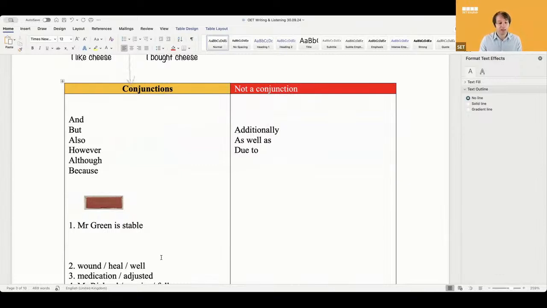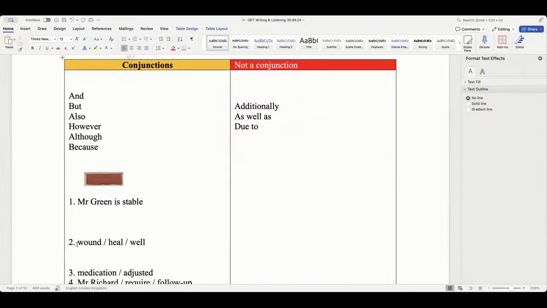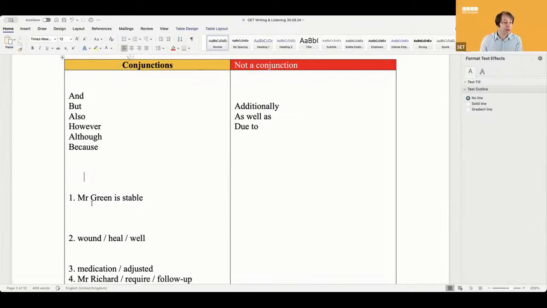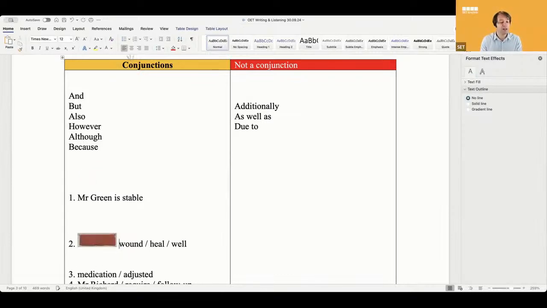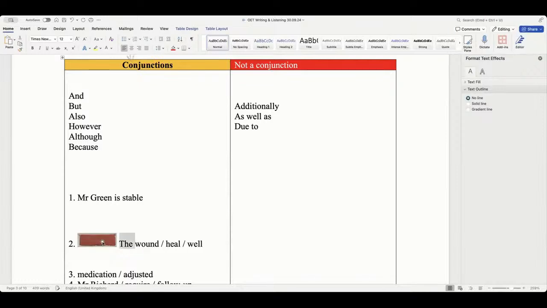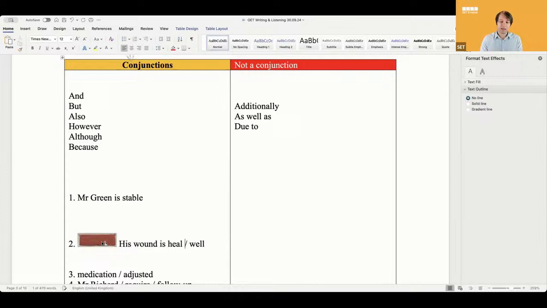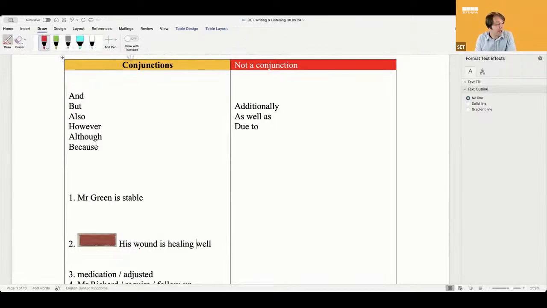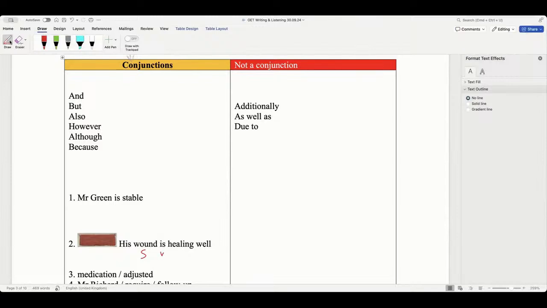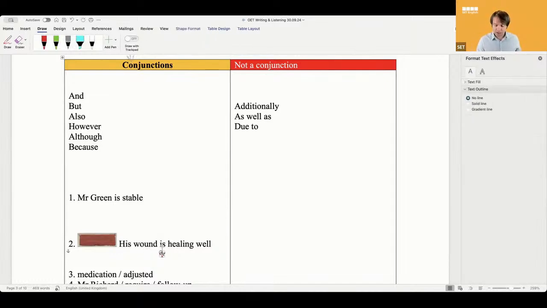Now, Mustafa, could you say hello? Okay, so let's make it again. I want just one brick. His wound is healing well. One more time, guys. Where's the subject? Actually, that's not the subject. Where's the subject? Wound. And the verb is? Is healing. Now, if I want to join these together, if I want to make two bricks, let's talk about this.